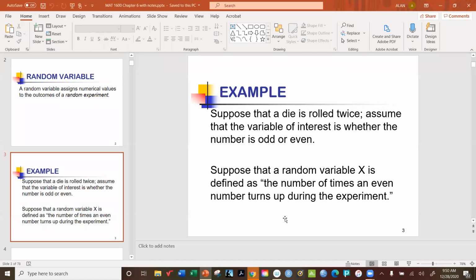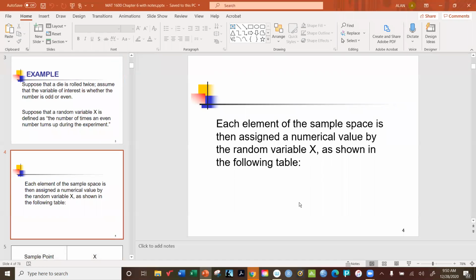So for example, suppose we're rolling the die twice, as we've been doing up to this point, and we're looking at whether or not the number is odd or even. And so suppose that I define a random variable x as the number of times an even number turns up during the experiment. Well, what we can do then is assign each possible outcome of this experiment to a single number, which represents how many even numbers turned up.